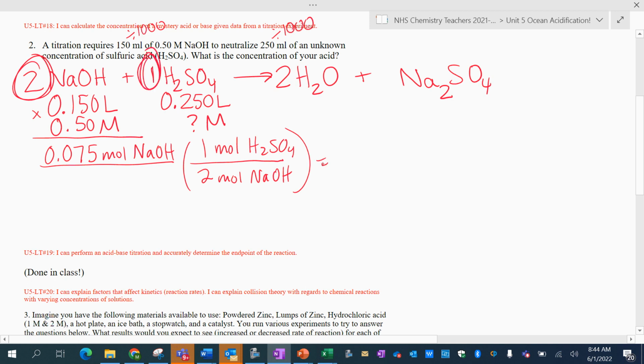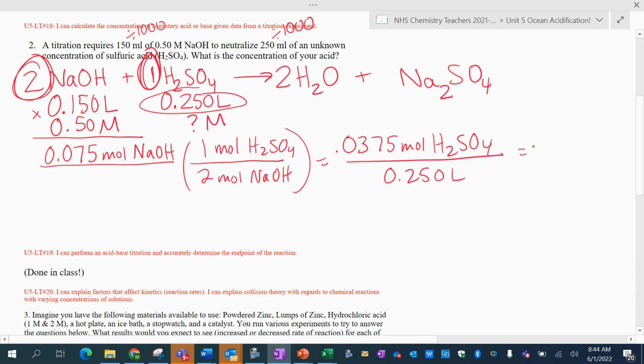So I'm going to cut my number in half here. 0.075 times 1/2. That's 0.0375 moles of H2SO4. And then there's one number I haven't used yet. I need to find the concentration, which is moles per liter. So divide by 0.250 liters. The concentration of my mystery acid was 0.15 molar H2SO4.